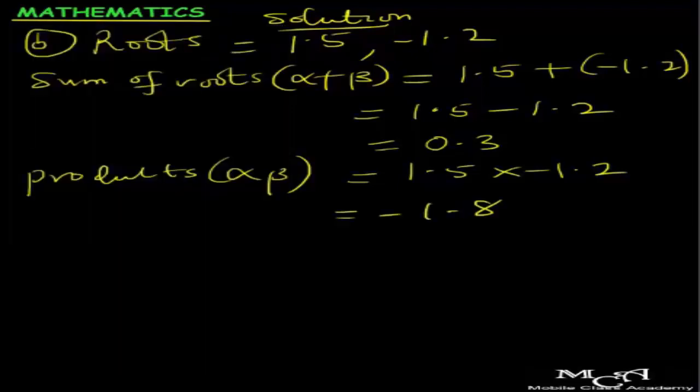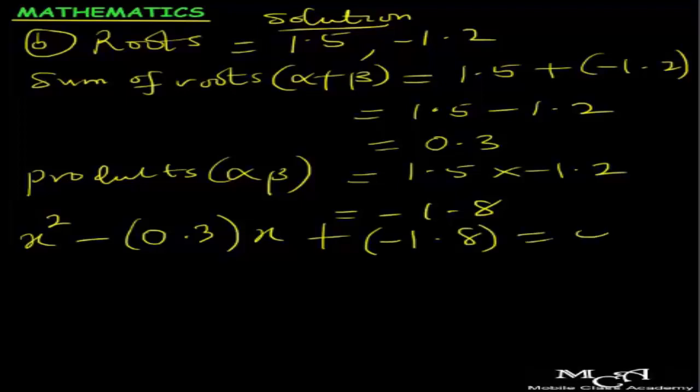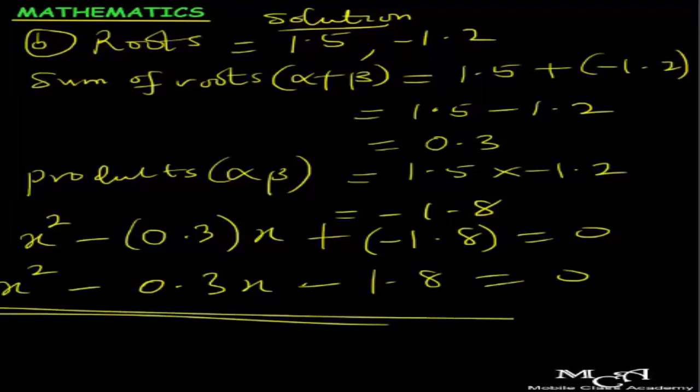So let us fix what we have gotten into this our formula back. Remember the formula is x squared minus, what is the sum of the root that we obtained? We got 0.3 for the sum of the root. So that will be bracket 0.3 x plus the product. The product is what? We got minus 1.8. So I'll put it into a bracket, minus 1.8 equal to 0. Finally, our quadratic equation now becomes x squared minus 0.3x plus times minus here gives us minus 1.8 equal to 0. So this is our quadratic expression.